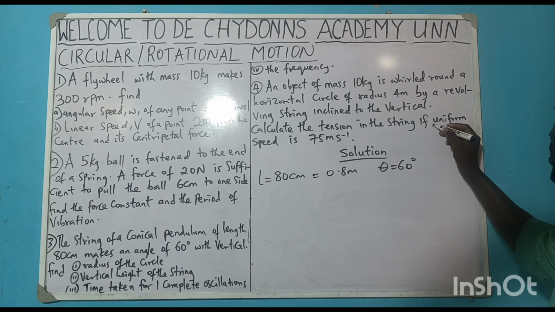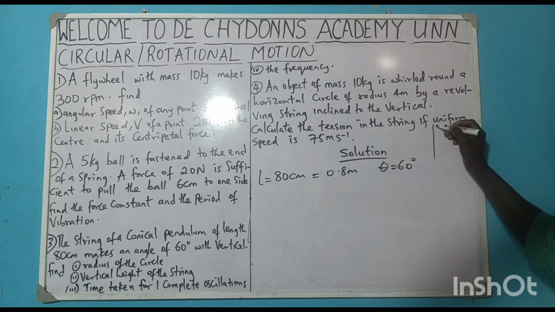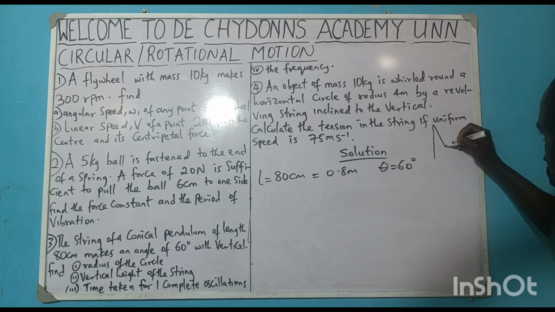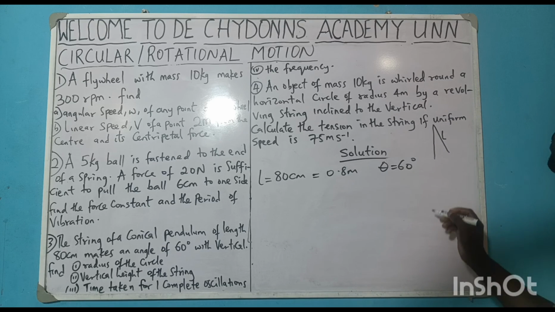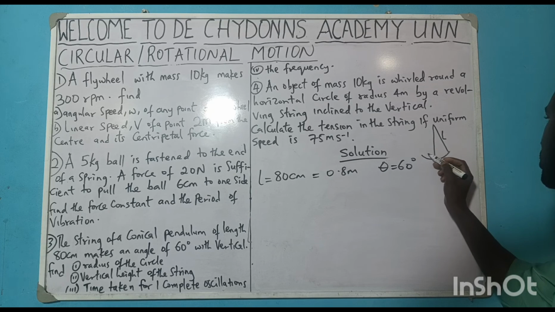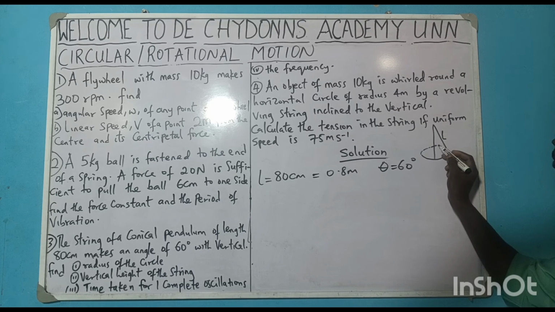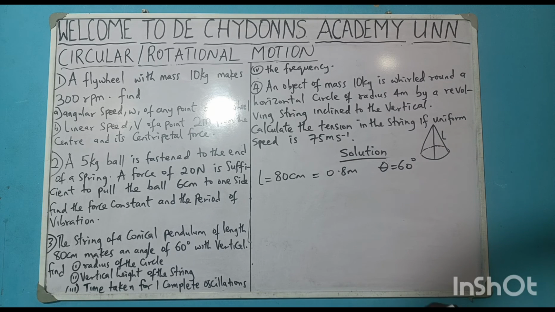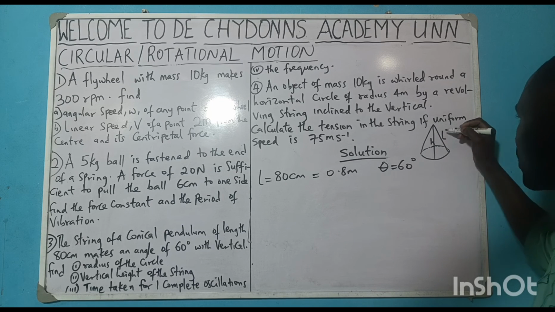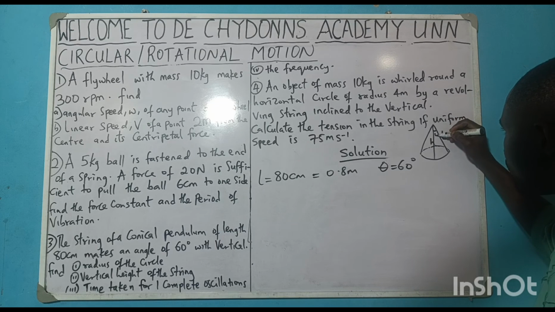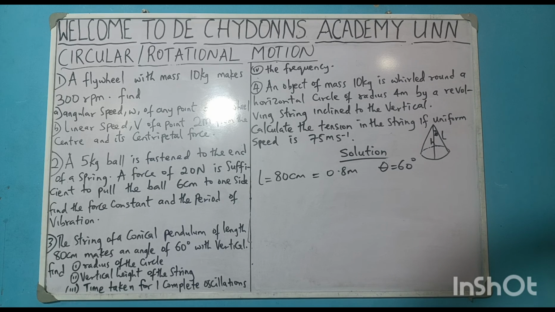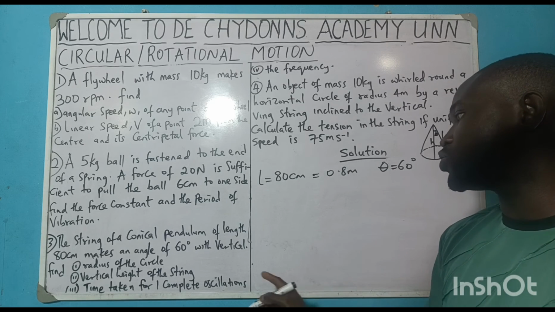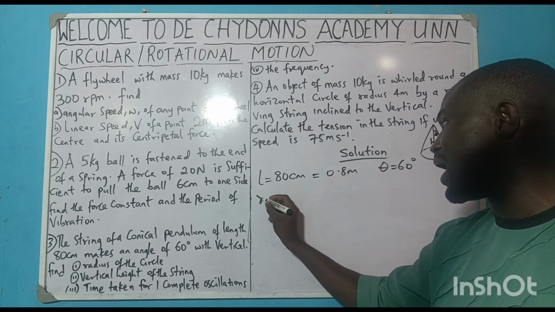So look at how the sketch goes. Look at the fan, and look at the length they gave us, and look at the movement going to be what? Circular. That is horizontal circular. So this is the height, and look at how the length makes an angle of what? Theta here. Are you getting it?